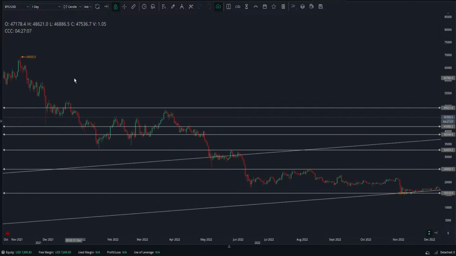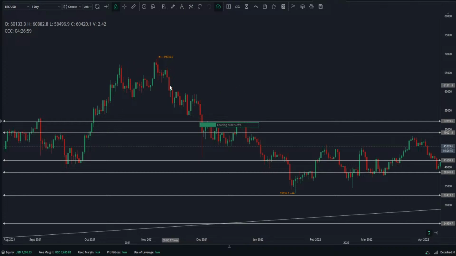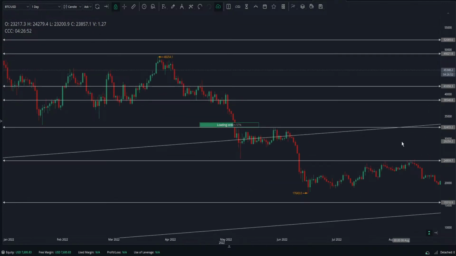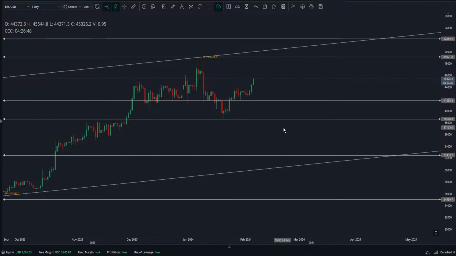We can even mark those levels. These are not very difficult levels to mark. First level is 52,089, and the second level is 59,235. So we have a potential of Bitcoin going towards these levels, 52,089 first, if it trades above 49,021.